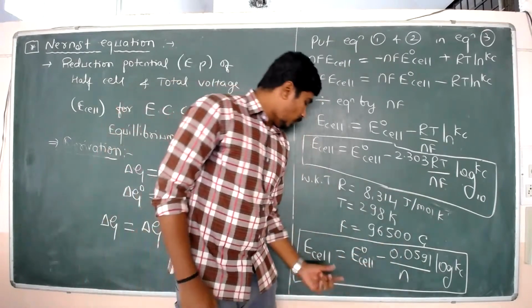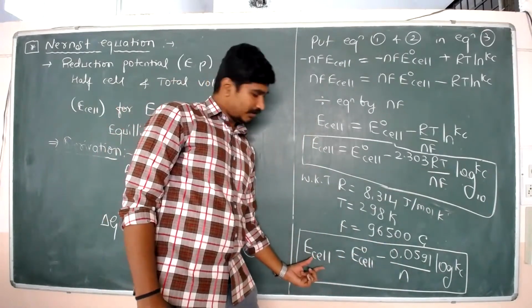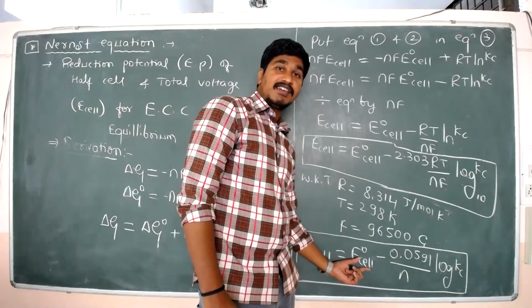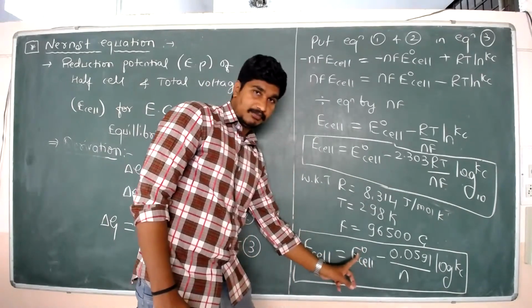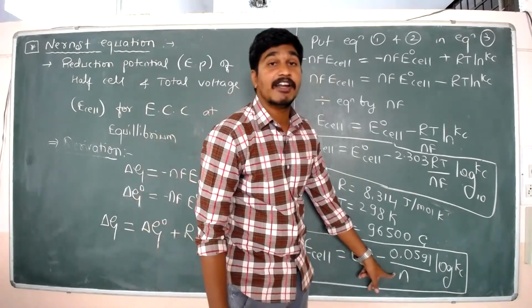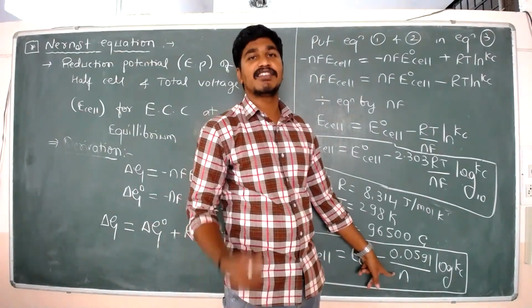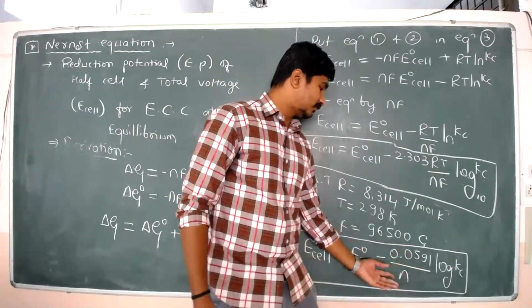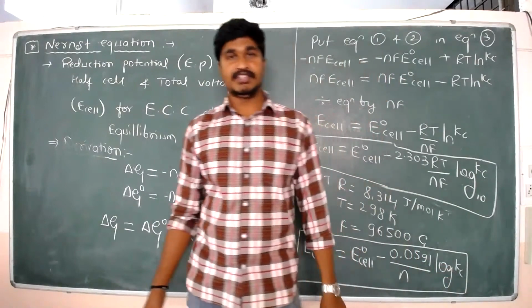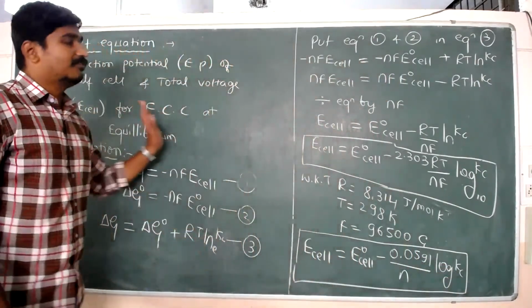Now we will see E cell means cell potential. E naught of cell means standard cell potential. Now here n means number of electrons involved in the reaction. For the Daniell cell, 2 electrons are involved. We will see later on. Kc means equilibrium constant.